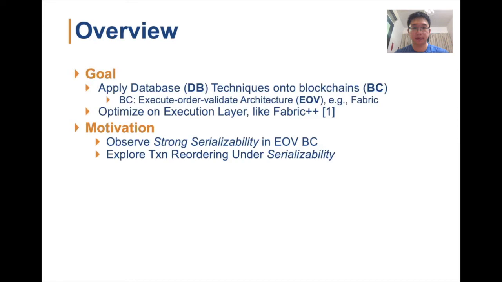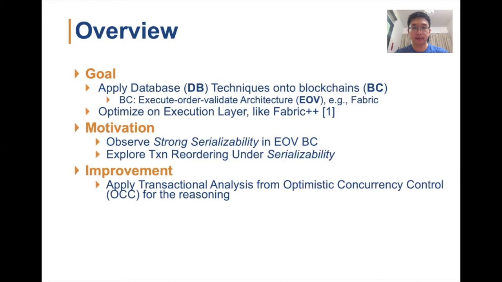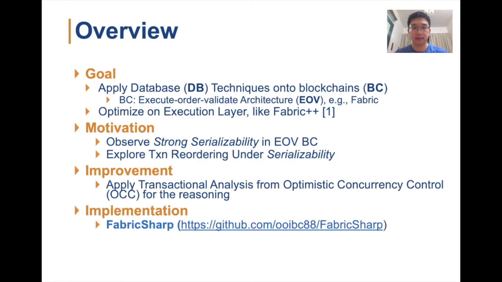Strong serializable prevents more parallelism than serializable level. We explore the transaction reordering techniques common in databases to achieve serializable transactions in blockchains. The major feature of our work is that we principally borrow the transactional analysis from optimistic concurrency control for the reasoning. We implement our reordering techniques from original Fabric into Fabric Shop and open source it.